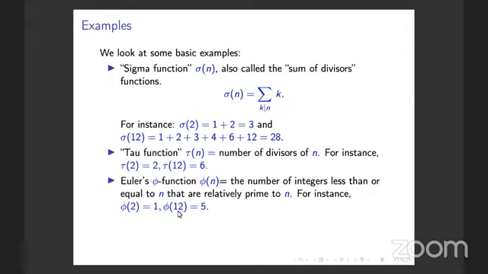And for 12, we need to collect all the integers which do not have a common divisor with 12. So 2 is out because 2 and 12 have a common divisor, namely 2 itself. 3 is out. 4 is out. 6 is out, 12 is out. So all these are out. You look at all the other integers less than 12, and they don't have a common divisor with 12. So you can check that phi of 12 is 5.